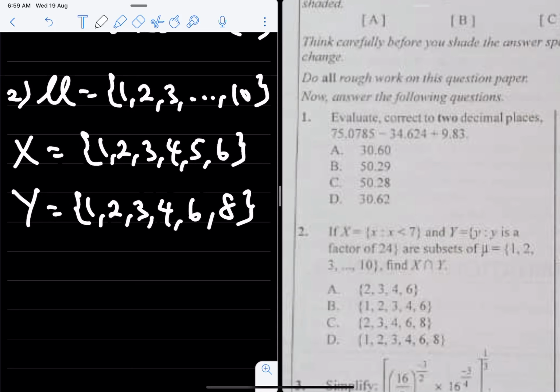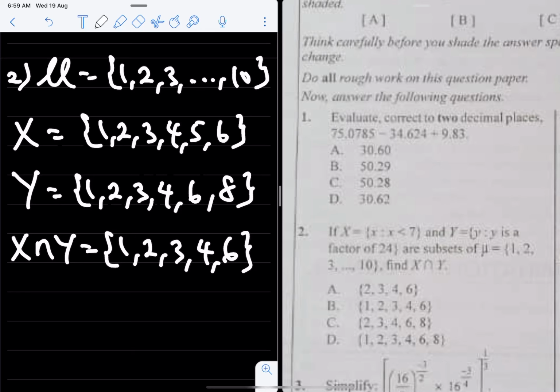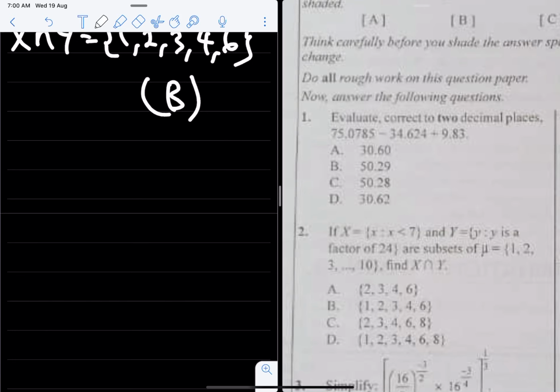So now what is X intersection Y? That simply means the elements that are common to both X and Y, and those are 1, 2, 3, 4, and 6. The correct option to that is 1, 2, 3, 4, 6. That's option B. Very quickly to number 3.